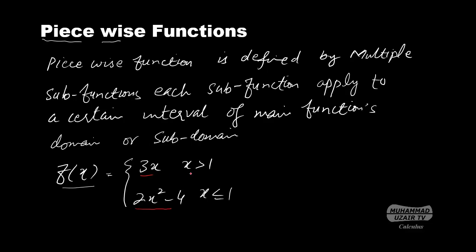So each function is defined on a certain interval of the main function. For x greater than 1, the function will be 3x. For x less than or equal to 1, the function will be 2x squared minus 4.